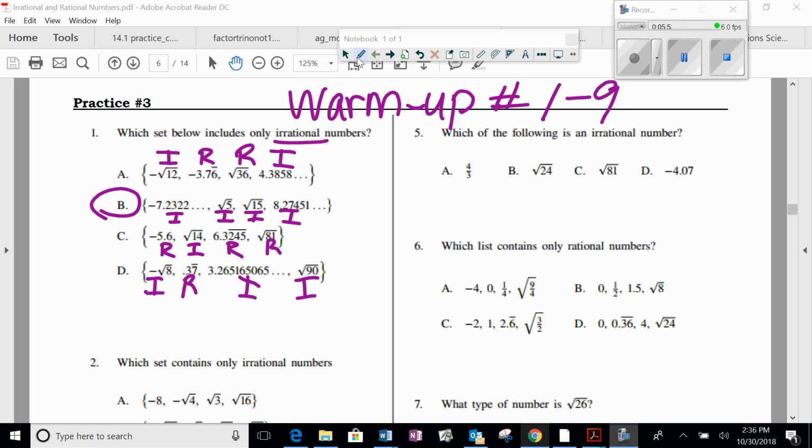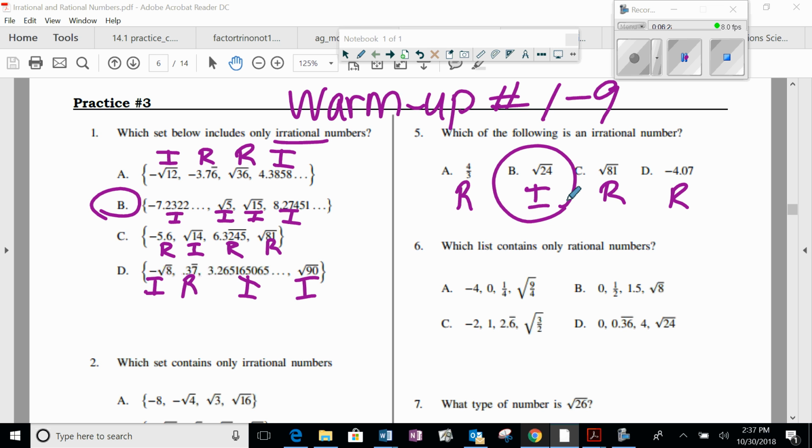Number 5. Which of the following is irrational? 4/3. Rational because it's a fraction. The square root of 24. Irrational because it is not a perfect square. Square root of 81 Rational, because it's 9 times 9. And negative 4.07, stopping, is rational. Good. So that means B had to be the answer.